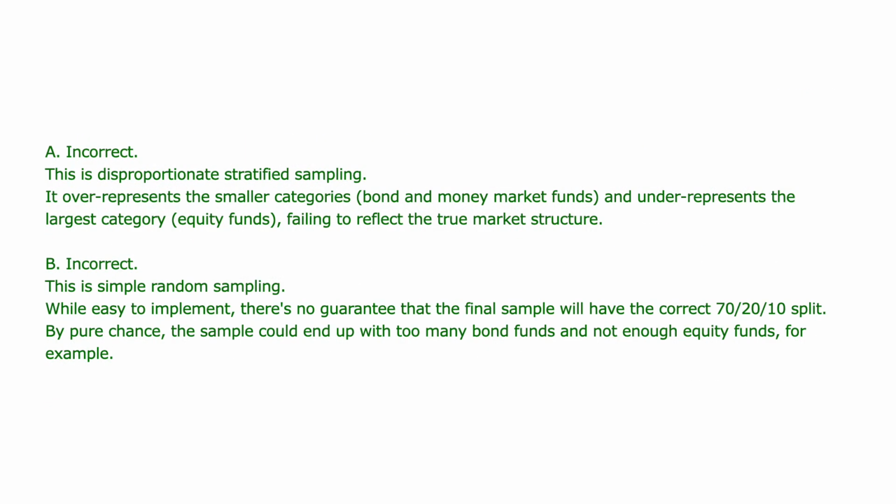Option A. The error is disproportionate sampling. Equal sample sizes across unequal population segments distorts representation by overweighting small groups and underweighting large groups. Option B. The error is lack of control over composition. Simple random sampling leaves the final composition to chance, which may not reflect the population structure.